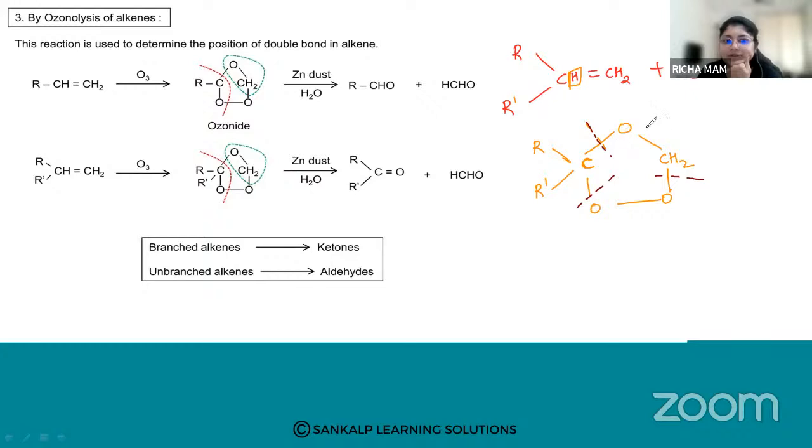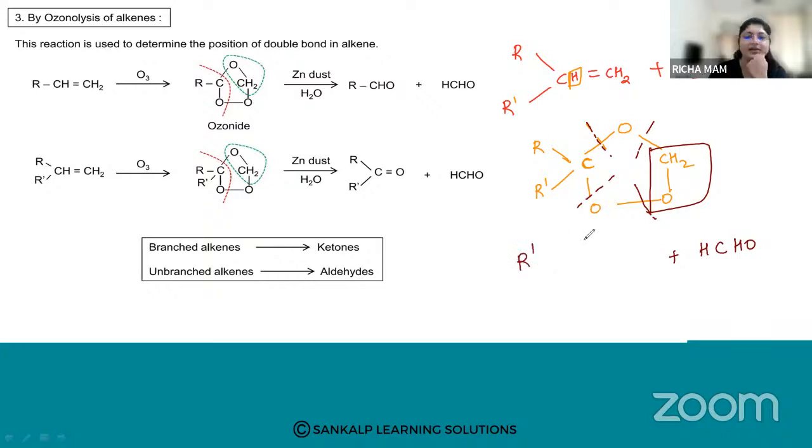Or you can remember it like this: here one and here one. So what will you get? This particular part, you can see, is HCHO. And here what I'm going to get is R dash, R dash C double bond O. So we are going to get a ketone.